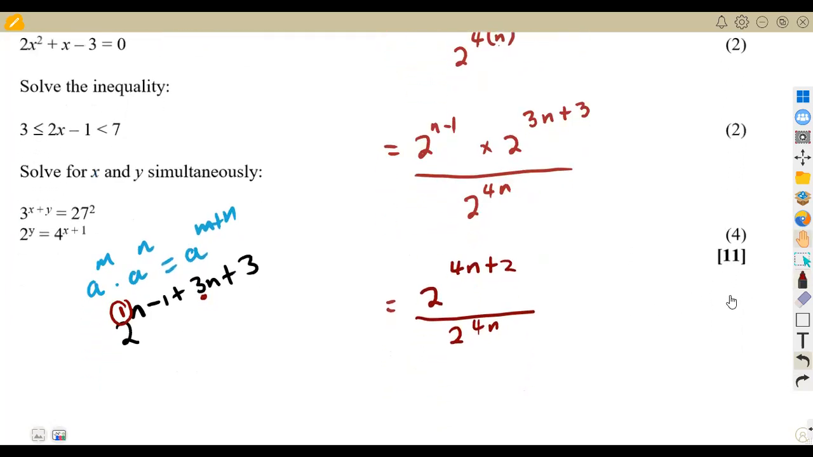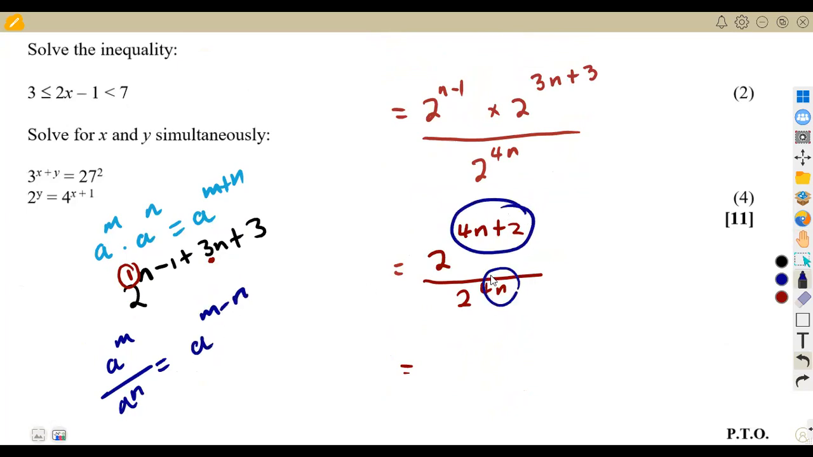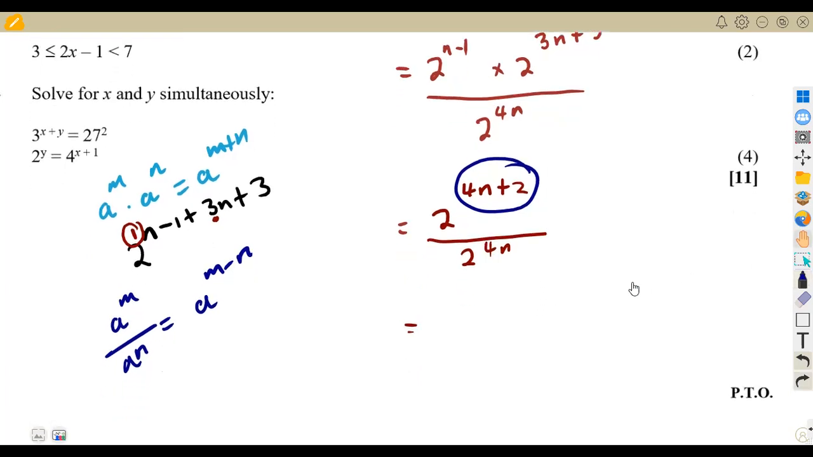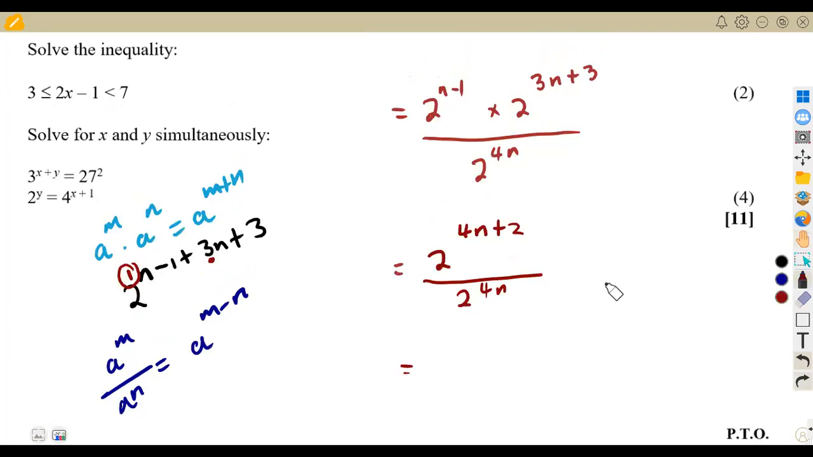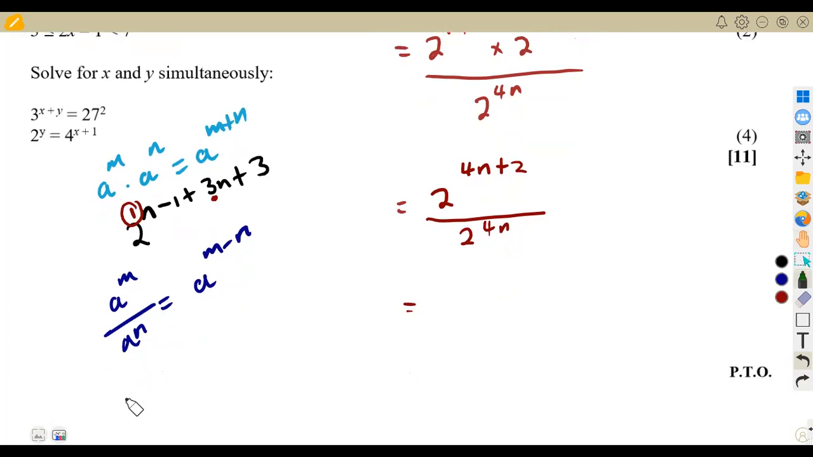Then we are back now to the division to say that this time we are dividing. So if we are dividing, what do you do? You subtract the exponents. In this case, that's a to the exponent of m minus n. So we are going to subtract this. So in actual sense, it means we are supposed to have this as 2 to the exponent, let us just subtract somewhere here, 2 to the exponent of 4n plus 2. This is what we have. All right. Then we subtract the part in the denominator, which is 2 to the exponent of 4n. We subtract the exponent, which is 4n.